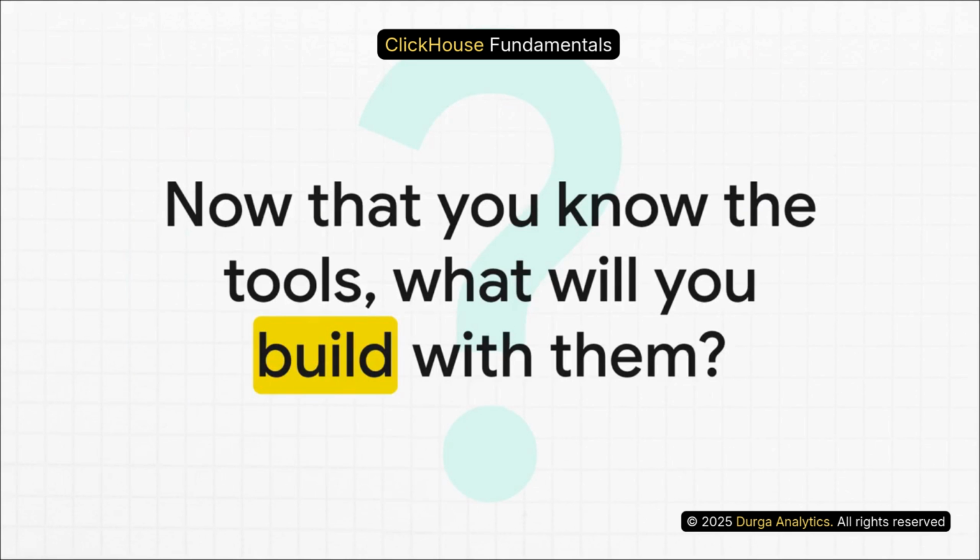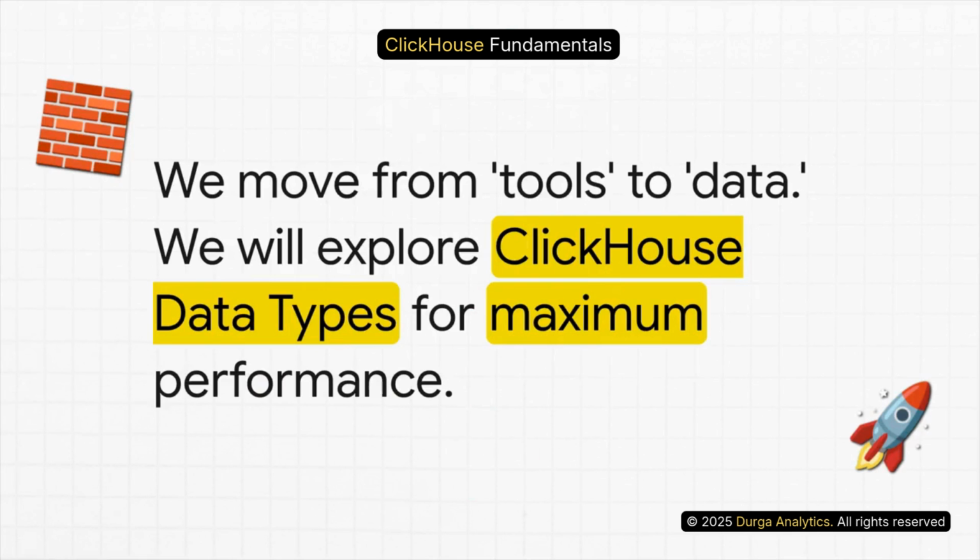So this leaves us with a pretty big question. You now know how to drive. You have the engine and you have the controls. The real question is, what are you going to build? Because before you can build anything robust, you have to deeply understand your raw materials. And in the world of databases, your most fundamental building blocks are the data types. That's exactly what we're going to master in our next chapter, Chapter 7.